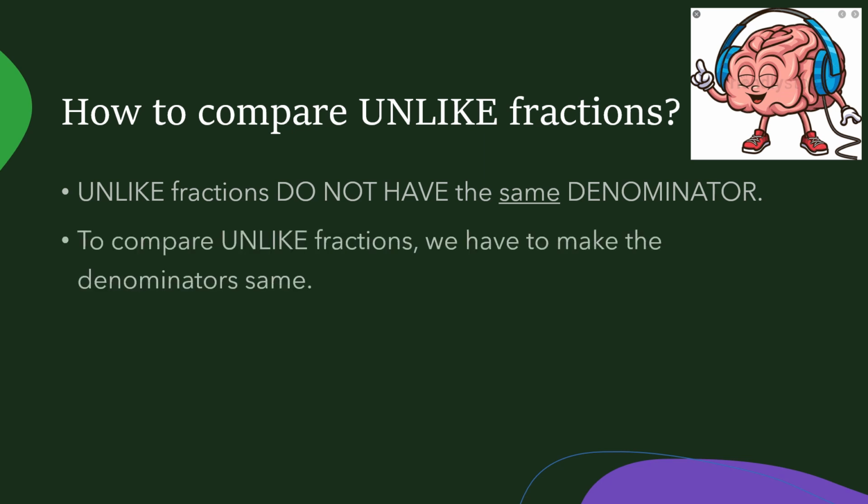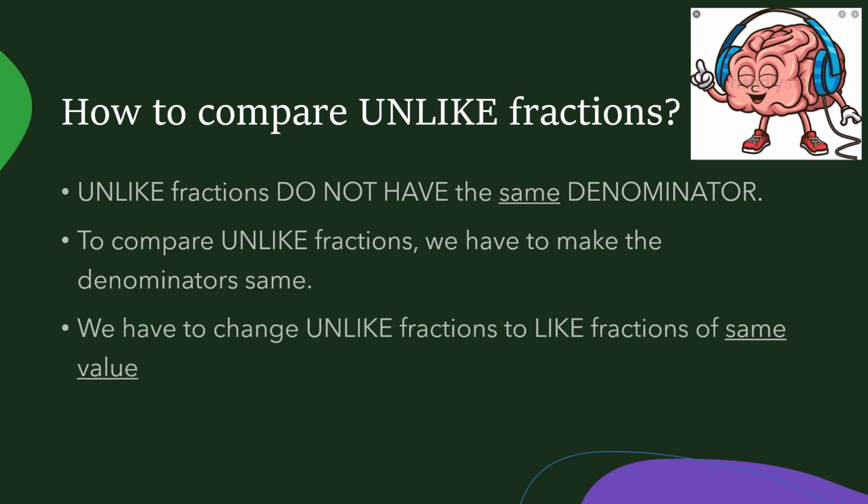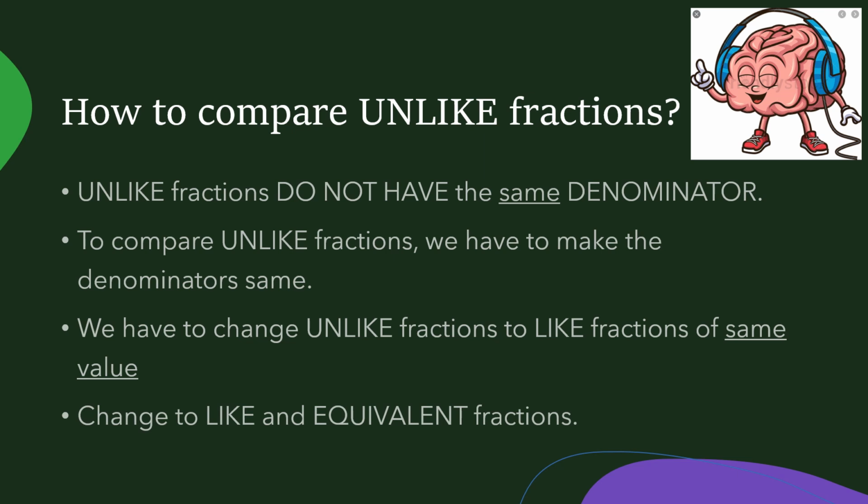To compare unlike fractions, we have to make the denominator same, which means we have to change the unlike fractions to like fractions of same value. Which means we have to change unlike fractions to like and equivalent fractions.